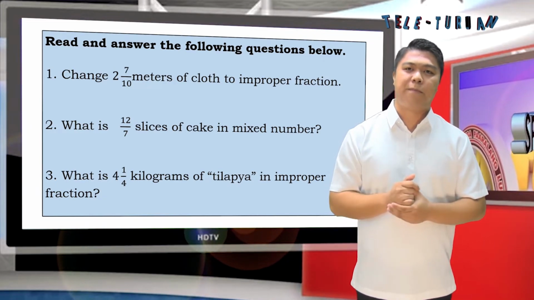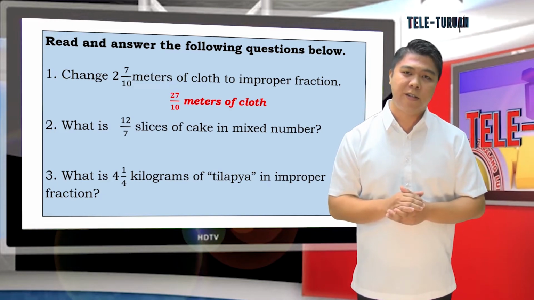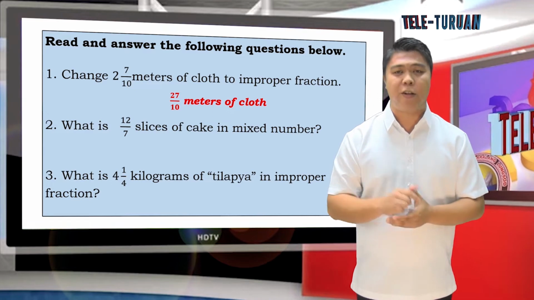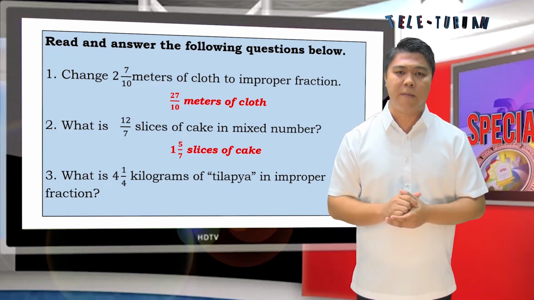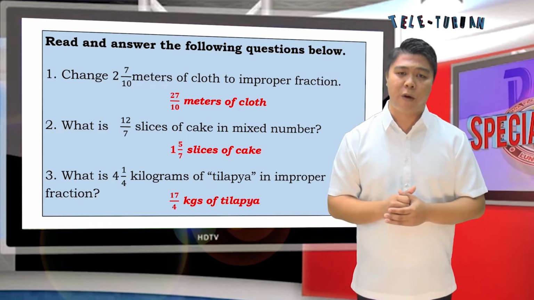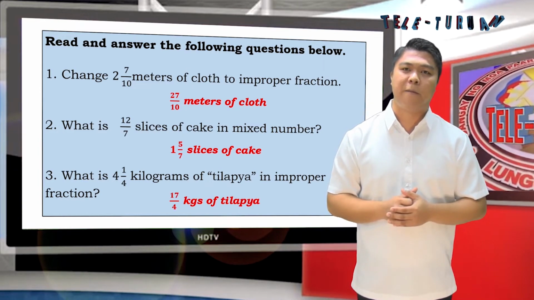Time's up! The answer in number 1 is 27 over 10 meters of cloth. The answer in number 2 is 1 and 5/7 slices of cake. And the answer in number 3 is 17/4 kilograms of tilapia.